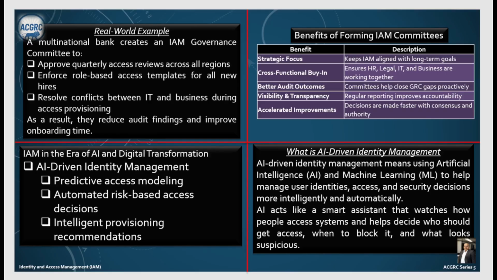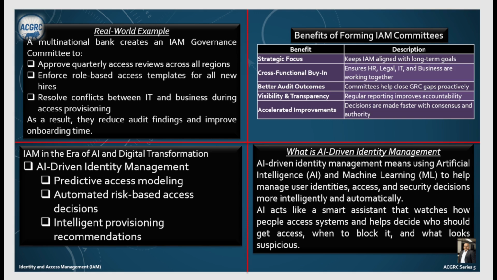From a real world example, we take a multinational bank that creates an IAM governance committee to approve quarterly access reviews, enforce role based access, and resolve conflicts between IT and business during access provisioning. As a result, they reduce audit findings and improve onboarding time.